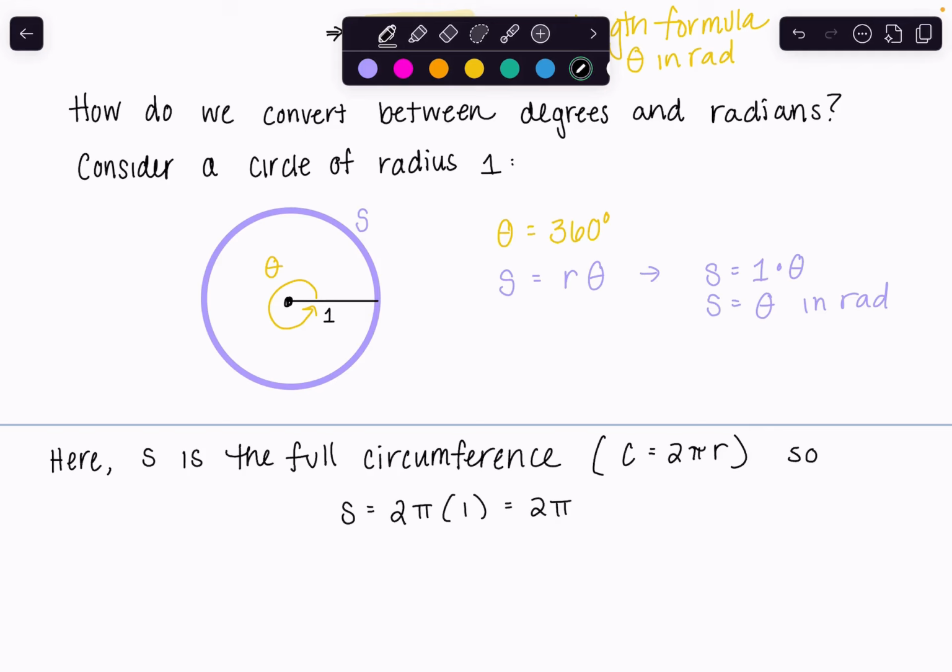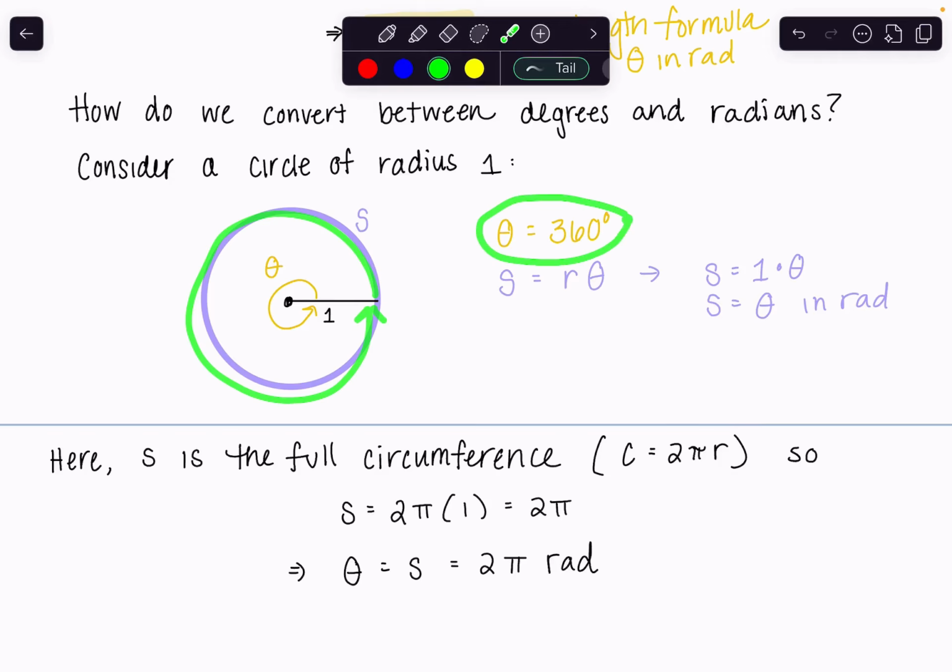Okay? So what that means is my theta value is s, which is exactly 2 pi radians, okay? Because theta is measured in radians. So this gives me a way to convert it. This arc length is 2 pi, and that's exactly my angle value. But I also know a full circle is 360 degrees. So setting them equal to each other, 2 pi radians is exactly the same as 360 degrees.